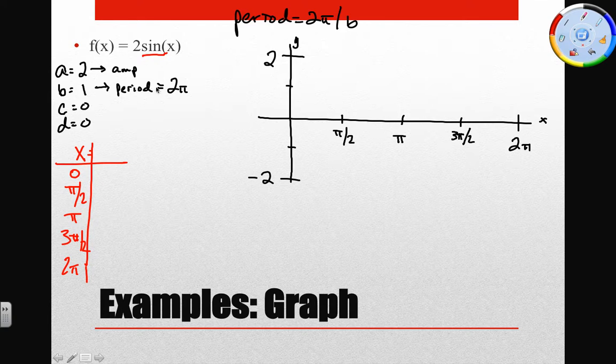Sine of 0 is 0, times 2 is 0. Sine of pi halves is 1, times 2 is 2. Sine of pi is 0, times 2 is 0. Sine of 3 pi halves is -1, times 2 is -2. And continue that. Sine of 2 pi is 0, times 2 is 0. And again, I get those points again: 0, 0; pi halves, comma 2; pi, comma 0; 3 pi halves, comma -2; and 2 pi, comma 0.